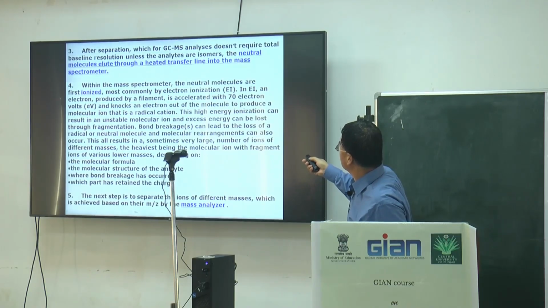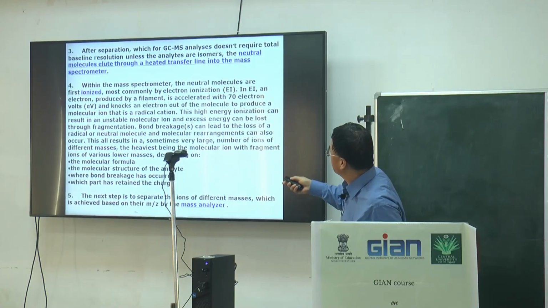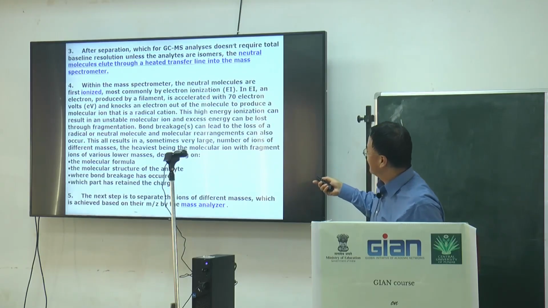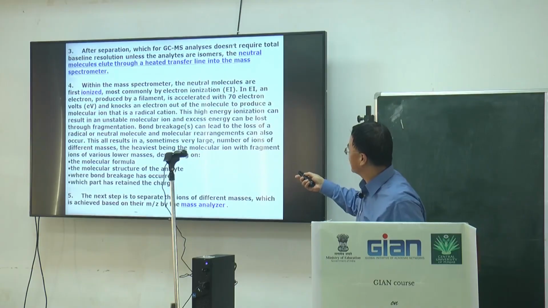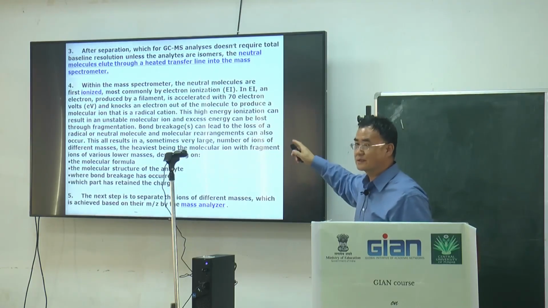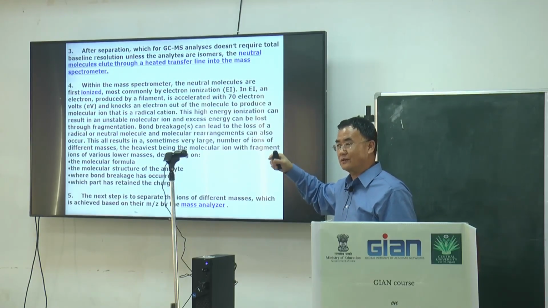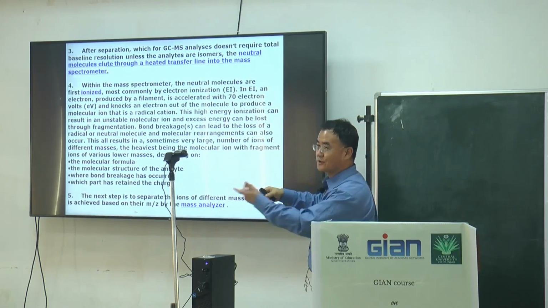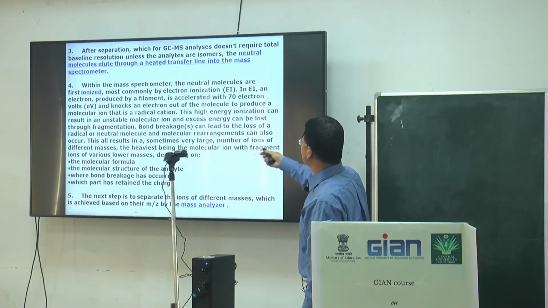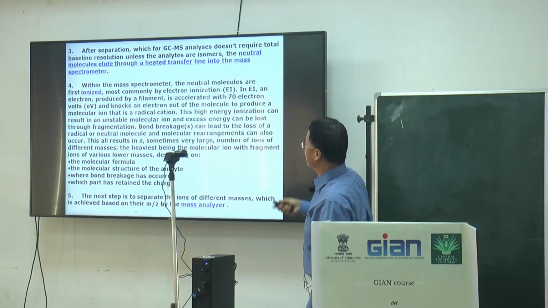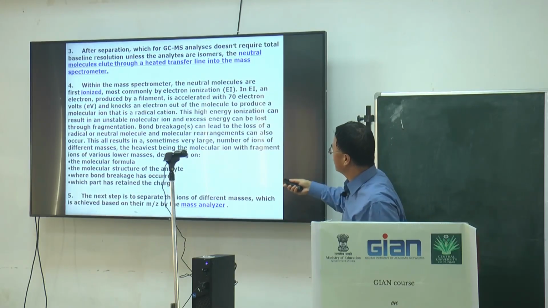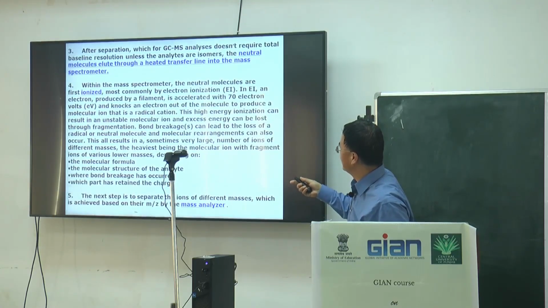In electroionization, electrons produced by the filament are accelerated with 70 electron volts and knock an electron out of the molecule. This is the molecular mechanism of how the molecule becomes charged. After the knock, it produces a molecule that is a radical cation. That high energy ionization can result in an unstable molecular ion.